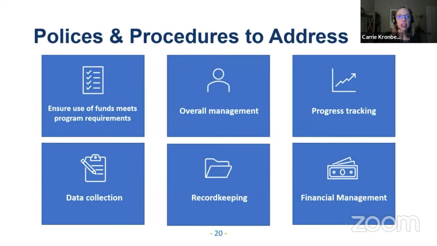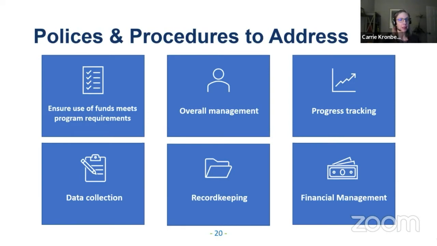So how are you ensuring that the use of funds meets the program requirements? What's your policy to review proposed activities, make recommendations, and ensure that what you're funding is actually allowed? You should have a clear overall management structure and the roles within your organization and who holds responsibility. That should be identified. You should have a method to track your progress and outcomes. You should also have data collection methods to ensure that the decisions you make are data driven and that the outcomes measured are measured as required.